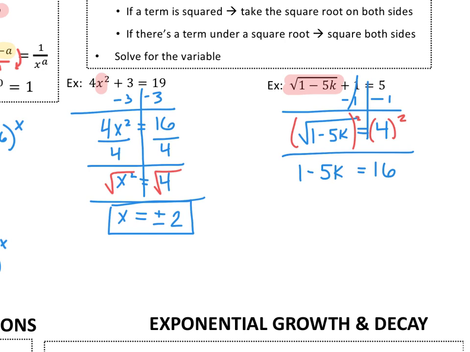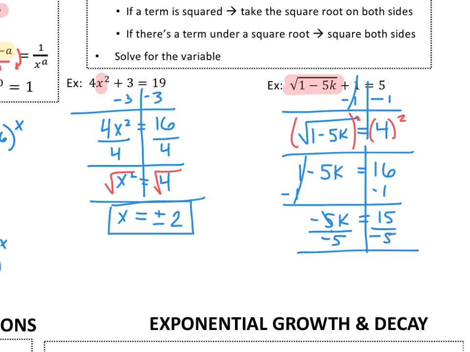Now we can just continue like normal. We want to move the constant, so we're going to subtract 1 using the subtraction property of equality. We're left with negative 5k is equal to 15. K is being multiplied by negative 5, so we're going to divide by negative 5 on both sides. And so we're left with k is equal to negative 3. So if you plug that value, negative 3, back into your original equation, that would solve that equation.